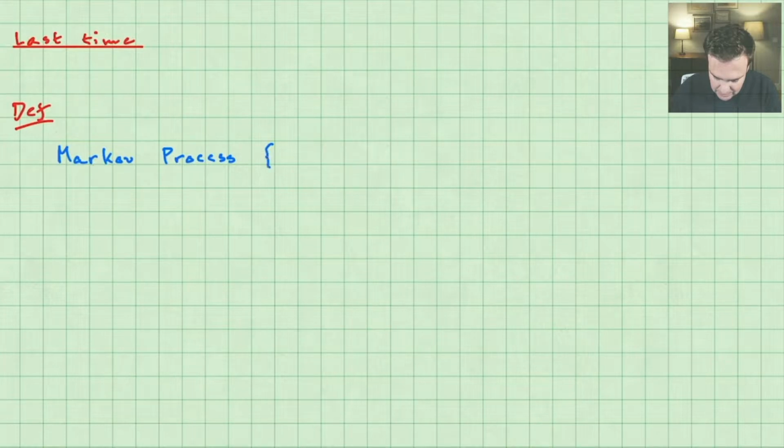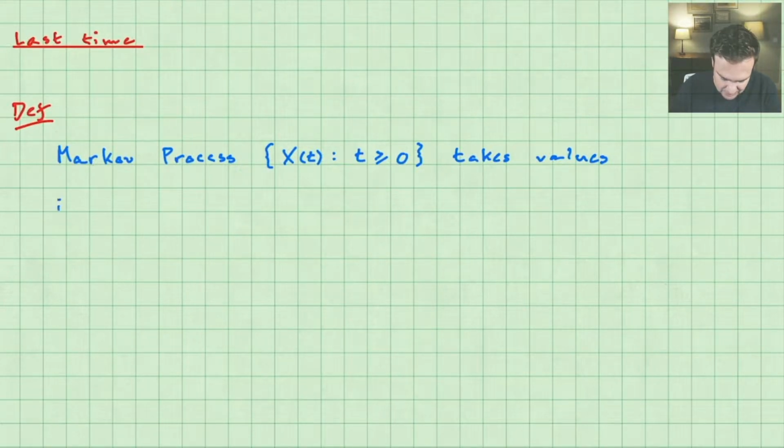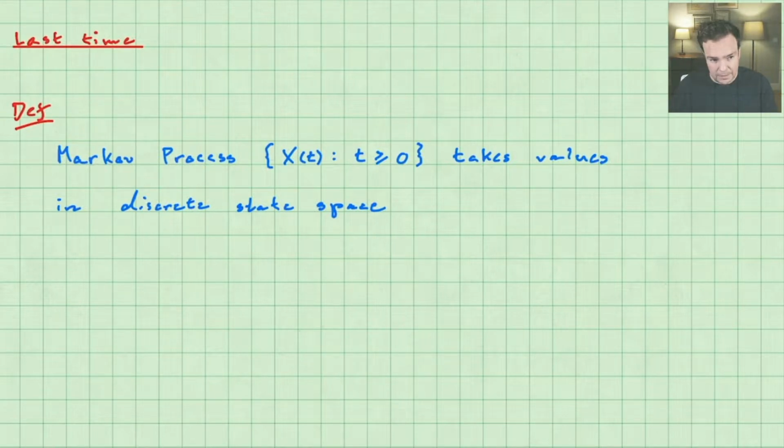This is given by some X of t for non-negative t's. That's what we call the process. And it takes values in a discrete state space, such that for any t that's bigger than s, we can make the following statement.